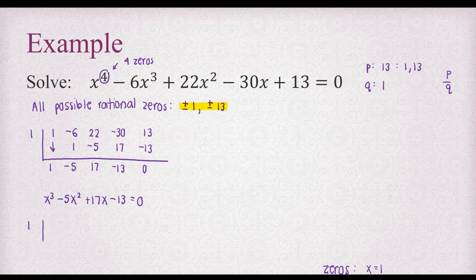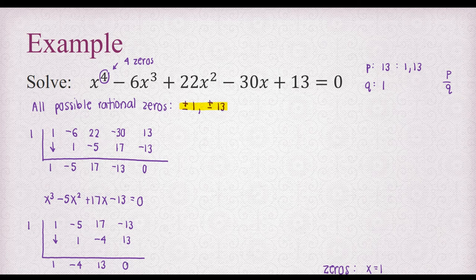So I'm going to start all over again. I can start with a 1 again, and we can see if we're going to end up with a 0. So now we'll have 1, -5, 17, -3. I'll bring down the lead coefficient. 1 times 1 is 1. Add that up, I get -4. -4 times 1 is -4. Add that up, I get 13. 13 times 1 is 13. Add that up, I get 0.